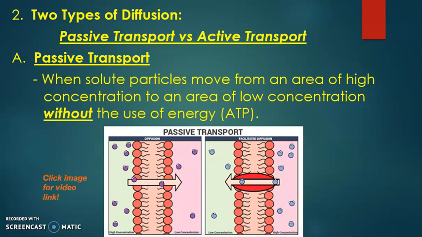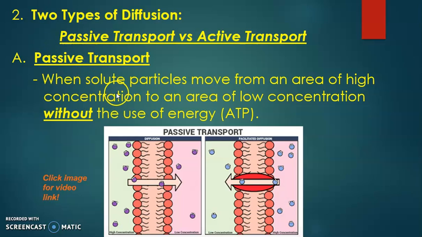So you don't have to expend any of the ATP energy we're going to be talking about a lot more as we move into our next unit on photosynthesis and cell respiration. So passive transport is going to be free, no energy required, moving from high to low concentration.